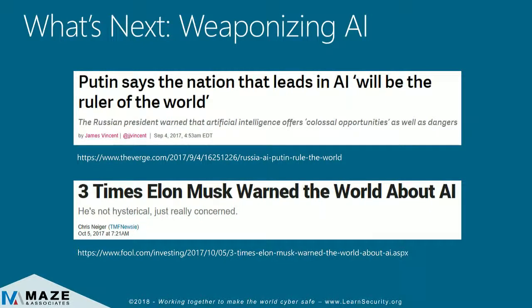What's next? What do you expect next to happen in this? And I don't have to speculate on that. Putin already is talking about it and basically says the next nation that leads in artificial intelligence is going to be the ruler of the world. So he's looking at artificial intelligence as the next nuclear bomb. Yes, we have these sophisticated attacks, but once we put artificial intelligence behind it, we can really do some damage. That's what he's looking at.